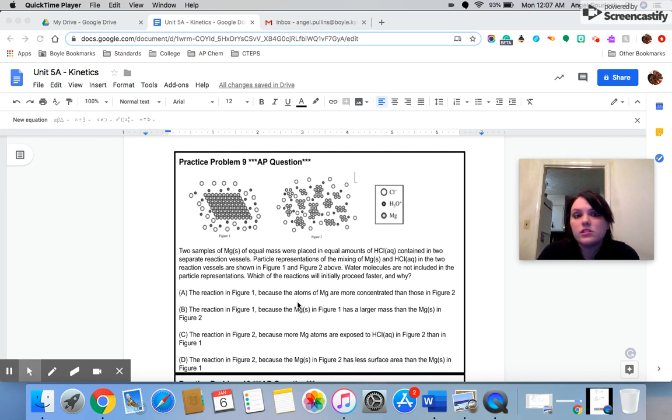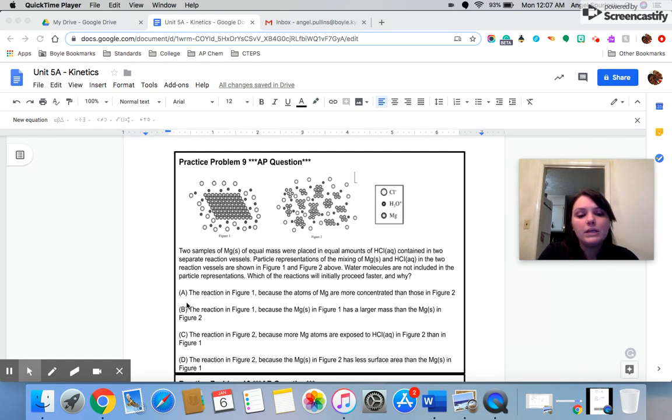Okay, that makes sense. More surface area means more opportunity for collisions, means more reactions. But let's check D just in case. Reaction in figure 2, because magnesium in figure 2 has less surface area. Well, that doesn't make any sense. Okay, the correct answer here is going to be C.